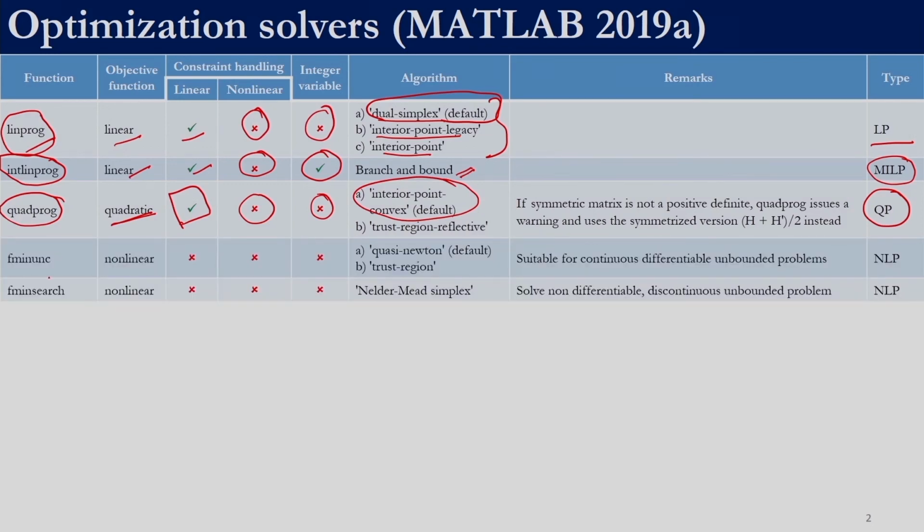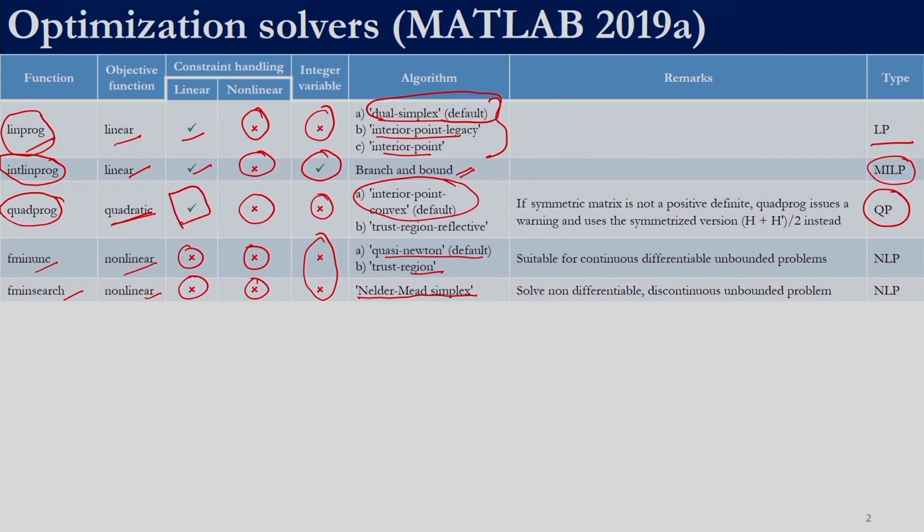Then we have these two functions, fminunc and fminsearch. Both of these functions are for unconstrained optimization problems. So no linear constraints and no nonlinear constraints are allowed, and integer variables are also not allowed. The objective function can be nonlinear. For fminunc, the two methods available are the quasi-Newton method, which is the default method, and it also has a trust region method. Whereas for fminsearch, the underlying algorithm is the Nelder-Mead simplex method.